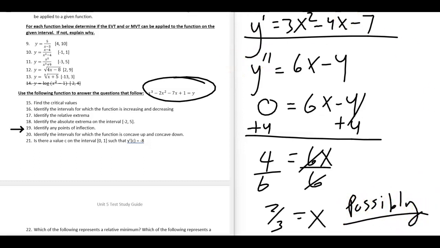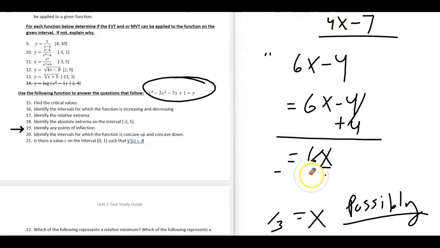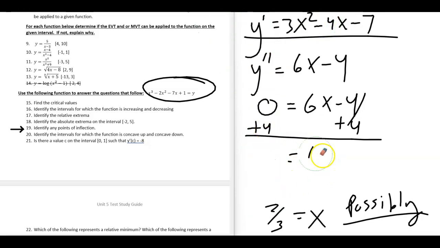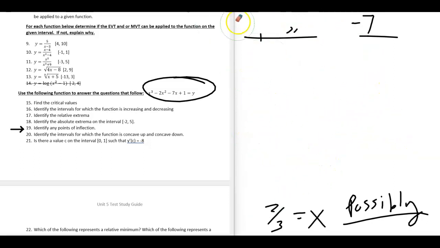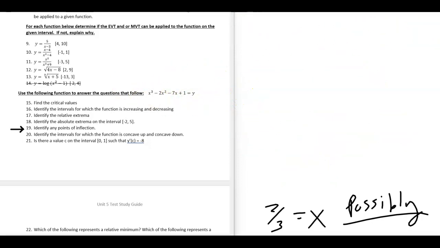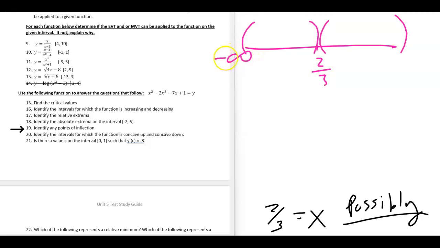Okay, so let's see if that actually is a point of inflection. In order for it to be a point of inflection, the concavity has to change there. So how are we going to do that? We're going to do that with a number line test. So I'm going to put my 2/3 on there. I'm going to pick a number to the left of 2/3. And so let's go with 0, and I'm going to plug that into my second derivative. Notice I'm plugging it into my second derivative because I want to look at concavity now. Then I'm going to pick a number to the right of 2/3 and plug that into my second derivative.